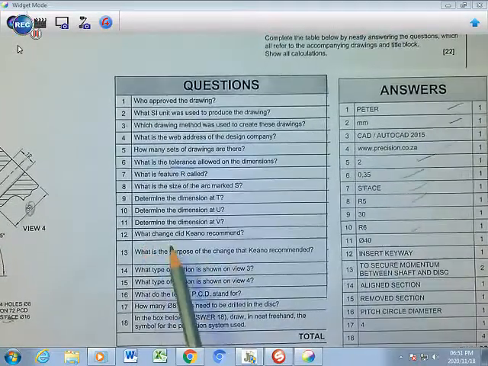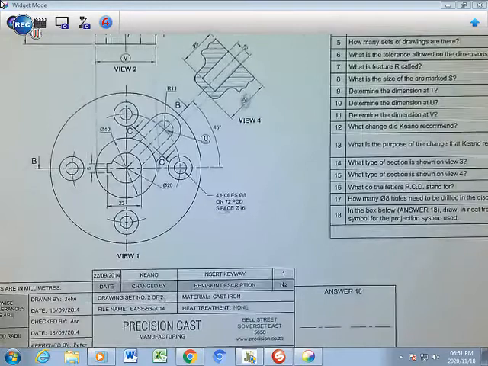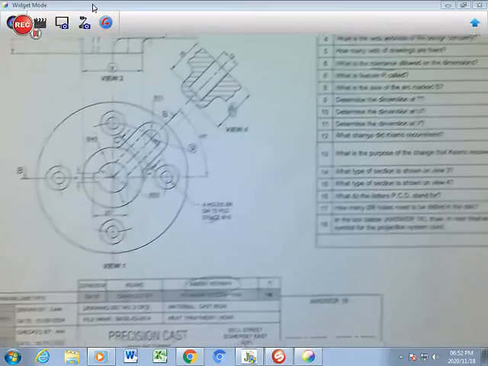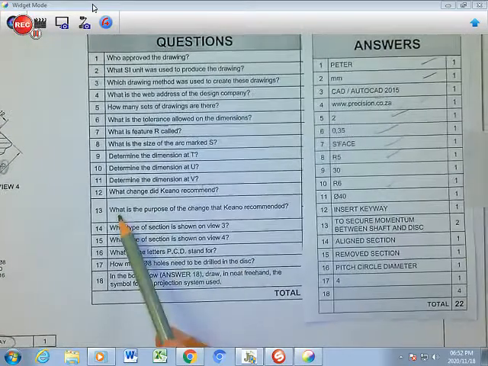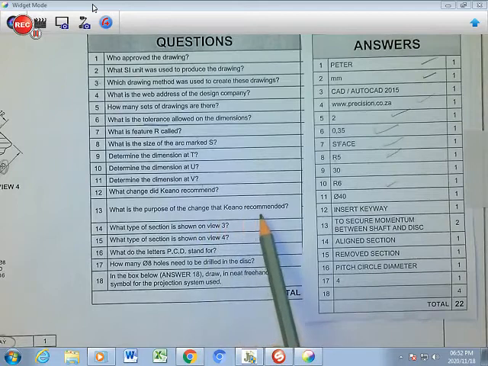What change, number 12, did Keanu recommend? Right? What change did he recommend? So we go to the title bar. There's Keanu. He made some sort of revision, and he inserted a keyway on the drawing, which is that there on the drawing. That is what he recommended. Number 13, what is the purpose of the change that Keanu recommended?